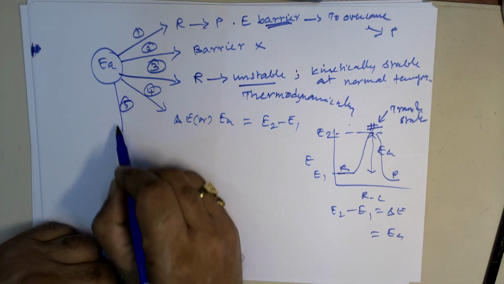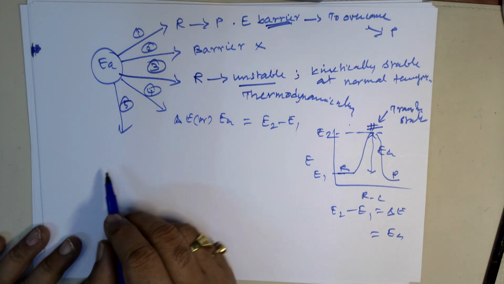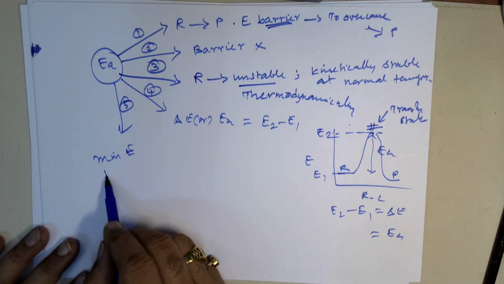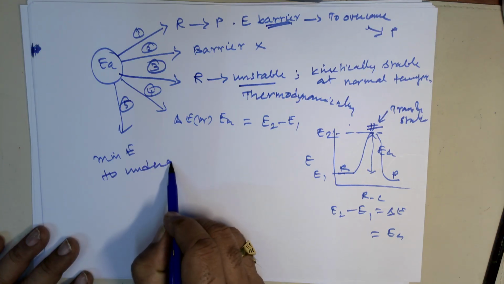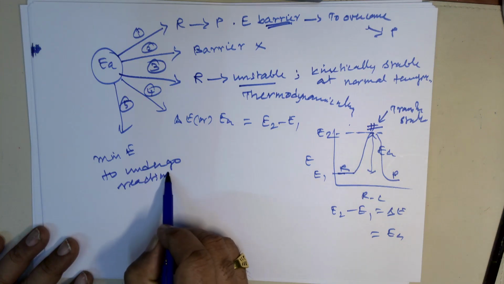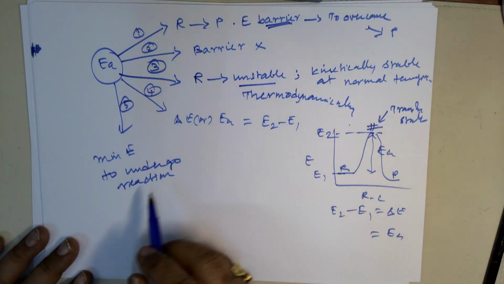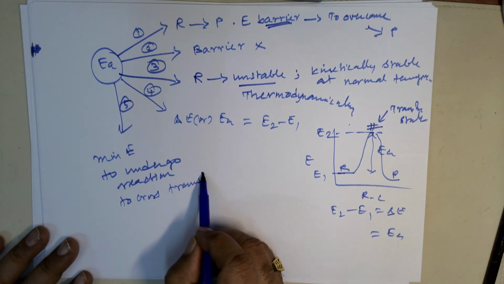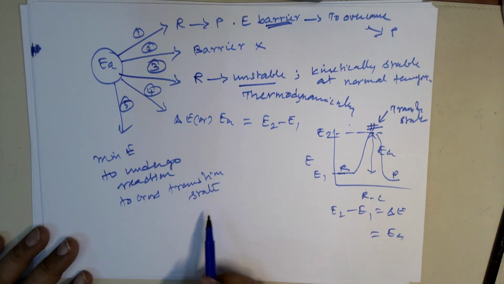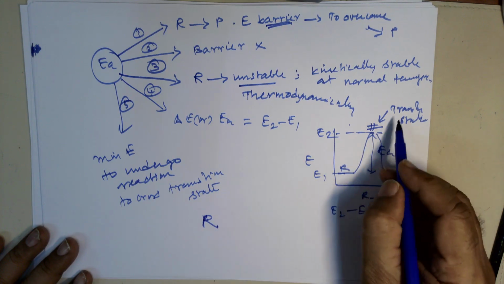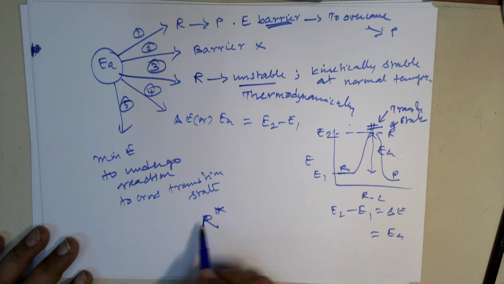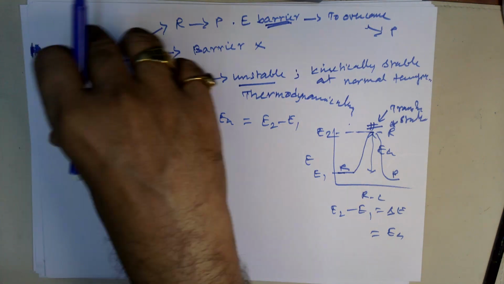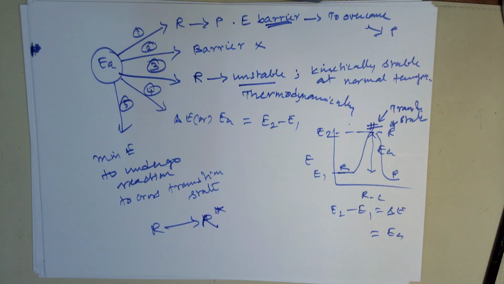So what is the fifth point? The fifth point is minimum energy to undergo the reaction. To undergo the reaction, you should come across the transition state. It is usually represented as, for example, if you put R, this can be called R asterisk. So transition state, R to R asterisk, the energy excited level. So all these 4 points are very important with regard to activation energy.